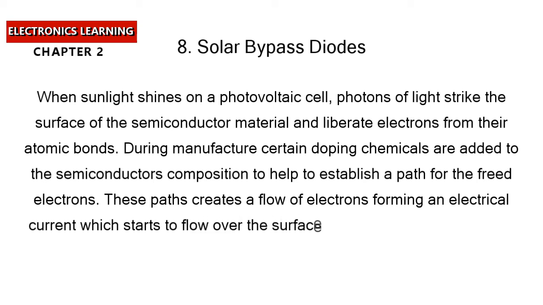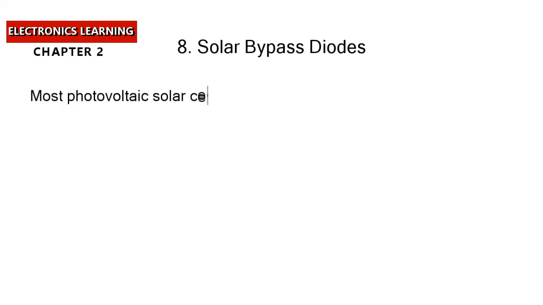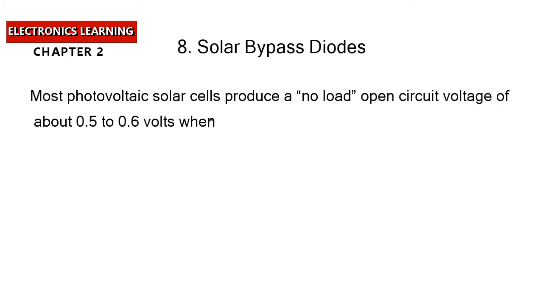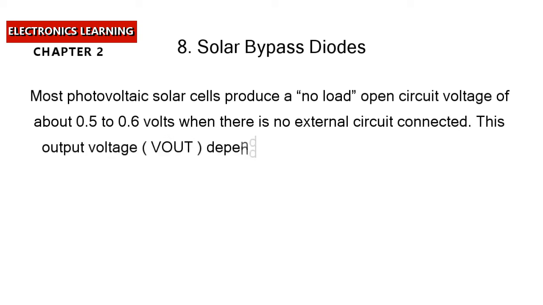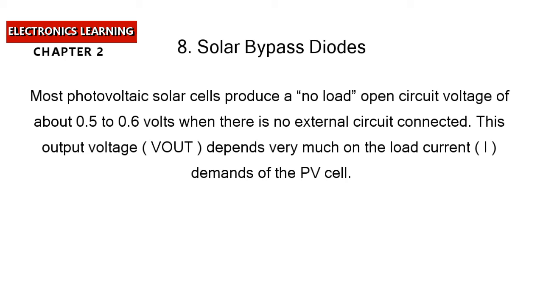These paths create a flow of electrons, forming an electrical current which starts to flow over the surface of the photovoltaic solar cell. Most photovoltaic solar cells produce an open circuit voltage of about 0.5 to 0.6 volts when there is no external circuit connected. This output voltage depends very much on the load current, I, demands of the PV cell.